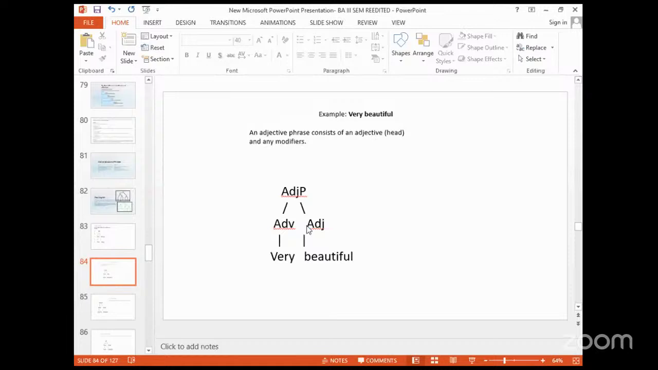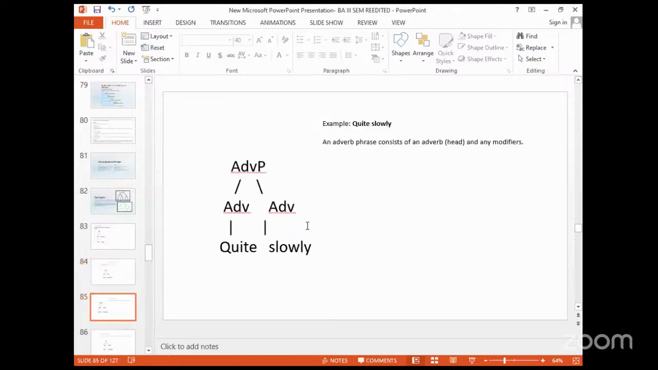So for example, very beautiful. This is an adjective phrase, consists of an adjective as the head word and any modifier. So look at this. Very beautiful. That's an adjective phrase. What is this very talking about? Something which is an adjective, beautiful. Hence it's an adjectival phrase or an adjective phrase. Now moving on to the next one. This is an adverbial phrase. Okay? So quite slowly. An adverb phrase consists of an adverb as the head word and any modifier.